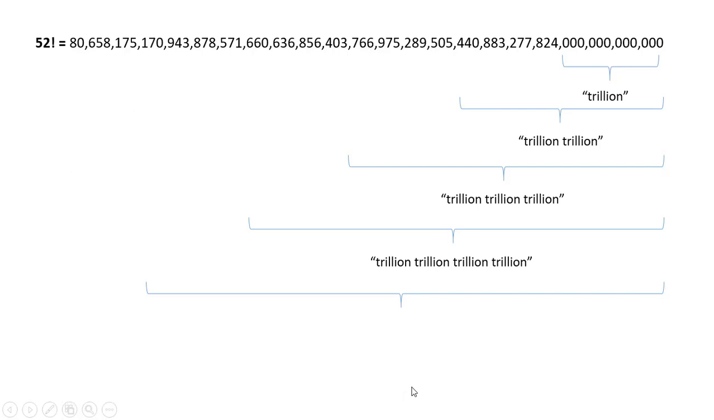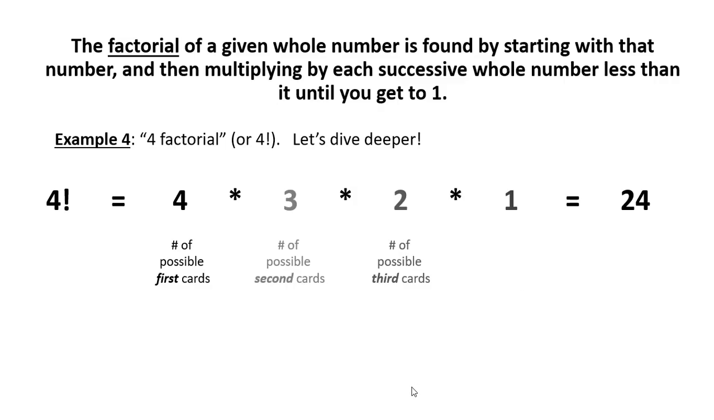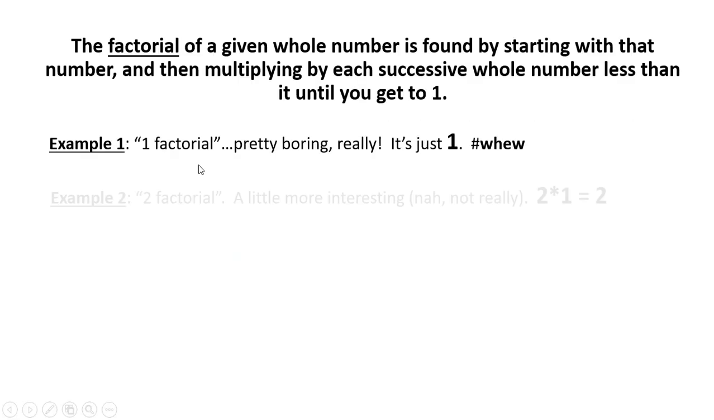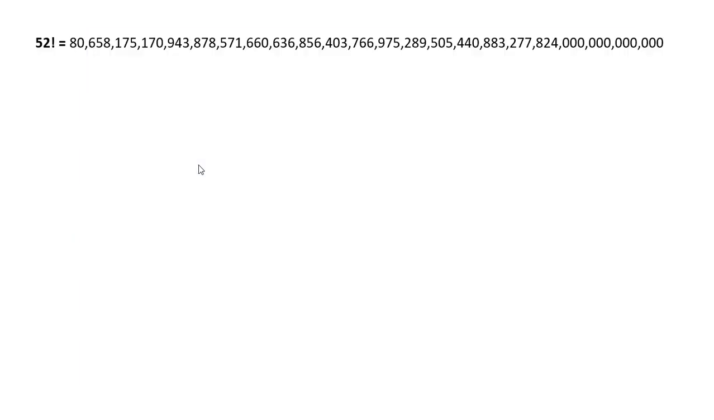So I'd like to actually revisit JT's claim question: every time you shuffle a deck of cards, it's probably the only time ever that any deck of cards has been in that order. And I'm going to jump back up to the end of this PowerPoint just to look at that number again. When I look at that number, it's so big.